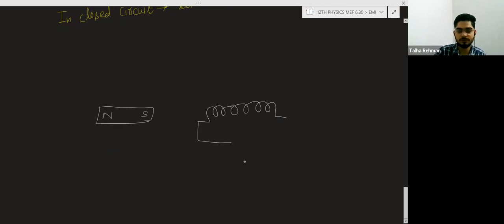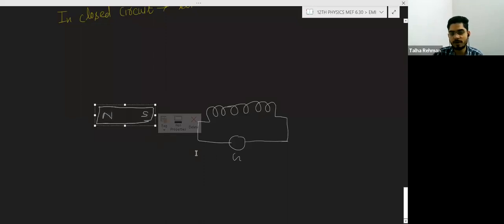Some galvanometer. This is the galvanometer. Now this is the magnet we have. This is the magnet, and the magnet will produce the magnetic field. The effect or the strength of the magnetic field produced by the magnet will be here also, in the region of the coil also.